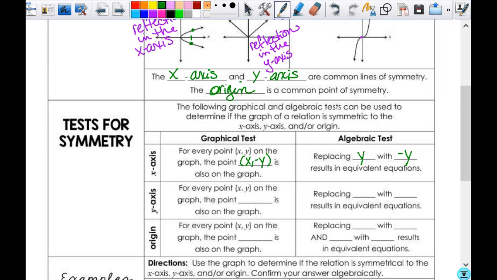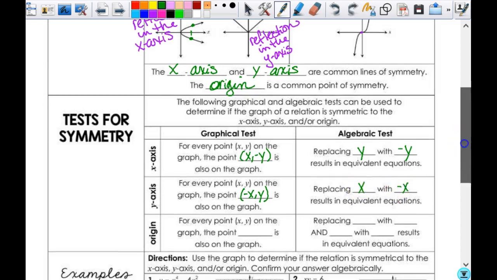Okay. So then for a y-axis, every point x, y on the graph, the point negative x, y is also on the graph, because that's what happens when you reflect in the y-axis. So your algebraic test is to replace x with negative x.